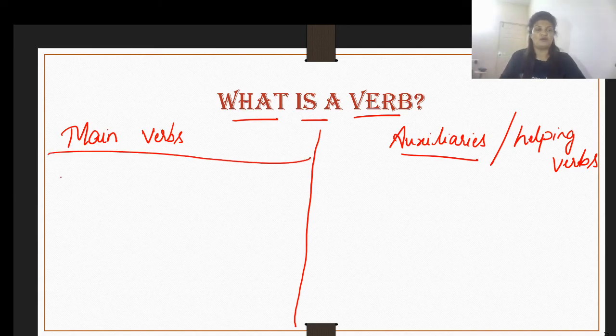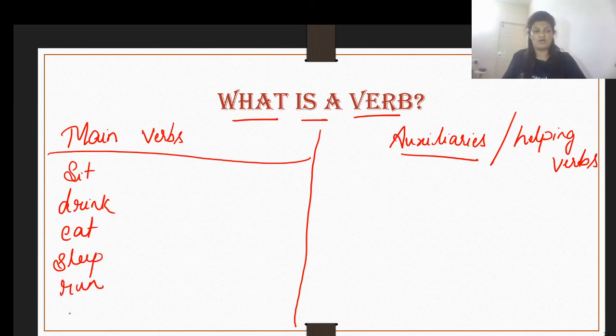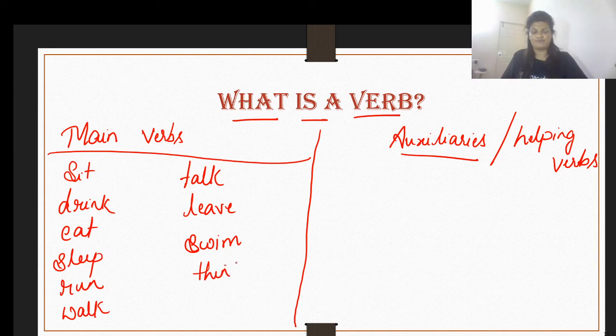Main verbs are words like sit, drink, eat, sleep, run, walk, or talk, or leave, swim, think, or drive. Well, there are many number of verbs. I definitely cannot put all of them over here. So these are a few examples for your understanding. So these are referred to as main verbs.